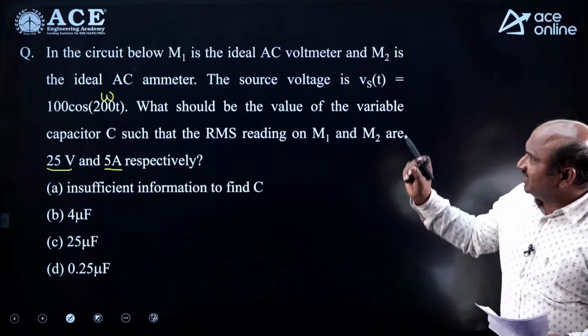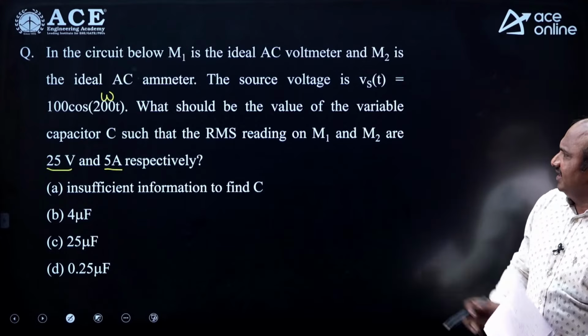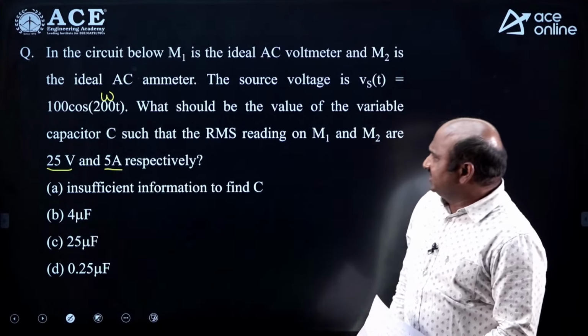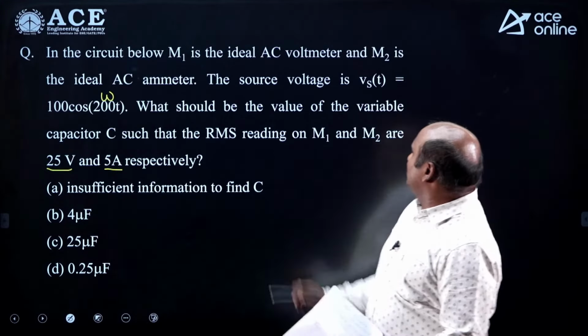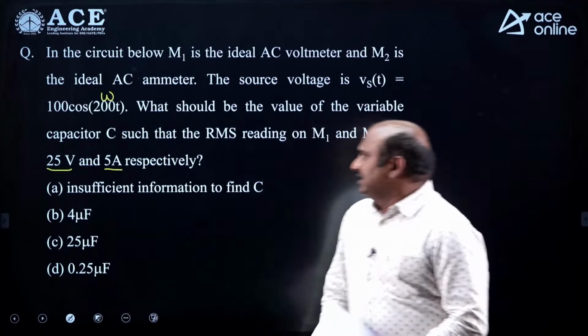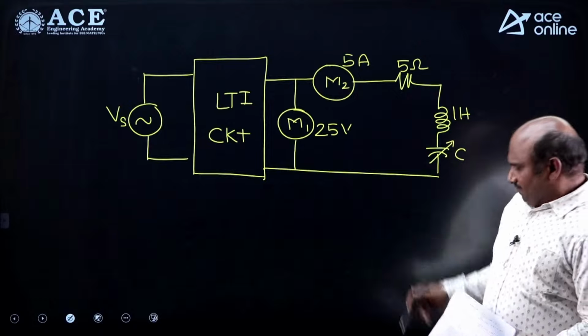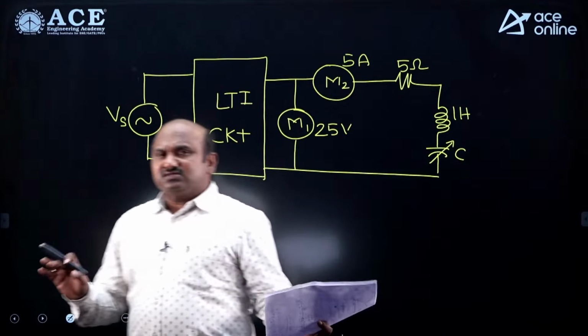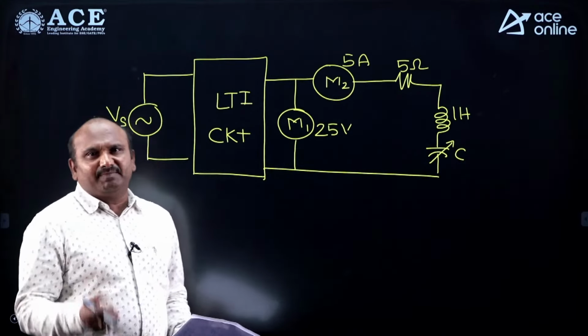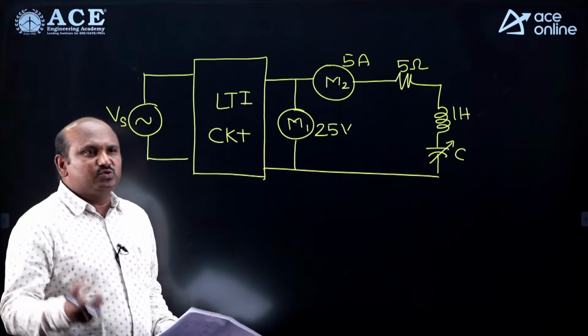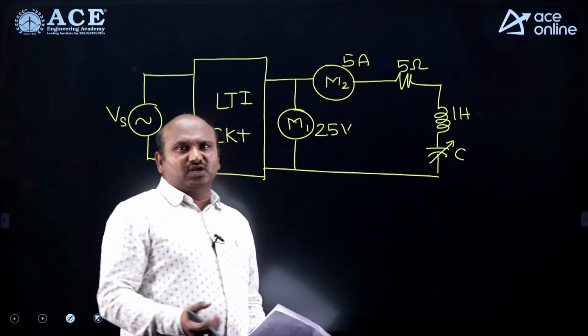See guys, in the circuit M1 and M2 are ideal. We need to estimate what should be the value of the variable capacitor, as per the readings given by M1 and M2. You know that guys, whenever across any load circuit, by knowing the applied voltage and resultant current, we are able to define the value of the total impedance.